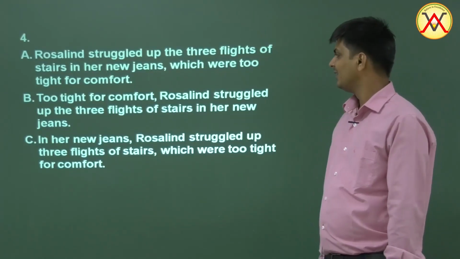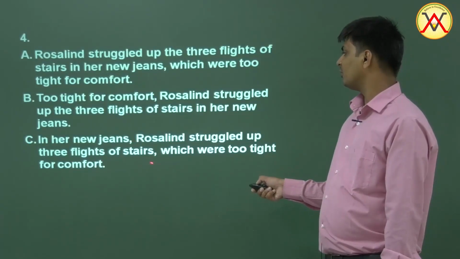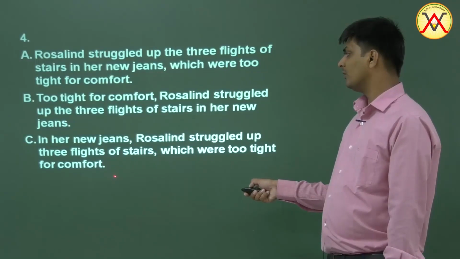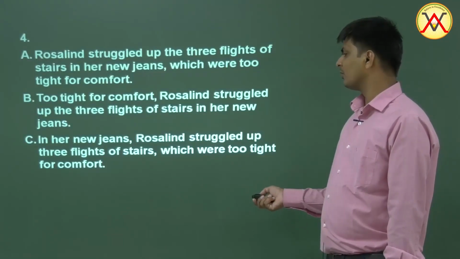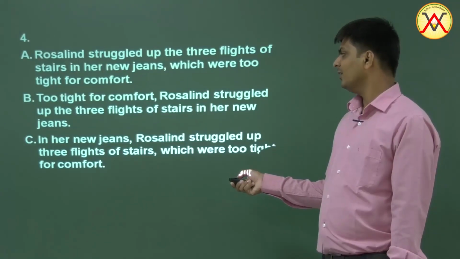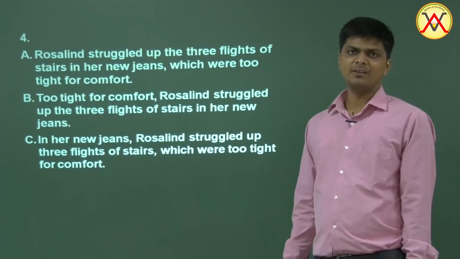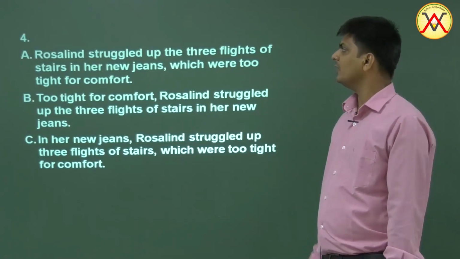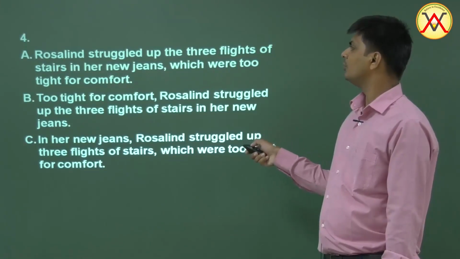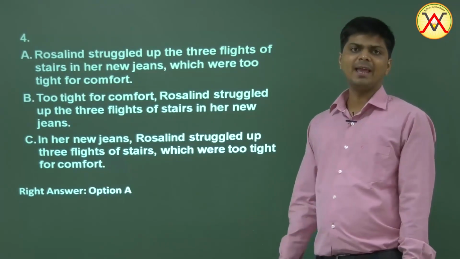No. In the third one, "In her new jeans, Rosalind struggled up 3 flights of stairs which were too tight for comfort." Well, here, which were too tight for comfort? What is tight for comfort? Well, it's the jeans, not the stairs. Clear? Here it seems that the stairs are too tight for comfort. It is again a misplaced modifier. So the right one is "Rosalind struggled up the 3 flights of stairs in her new jeans which were too tight for comfort." So right answer would be option A.